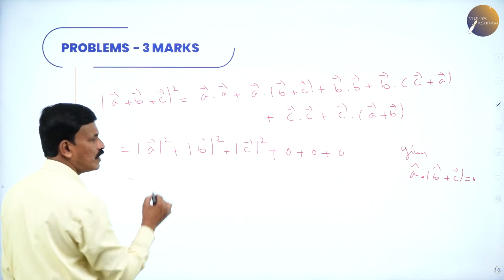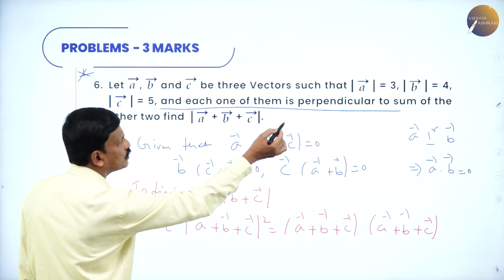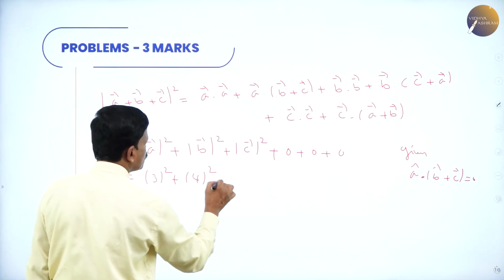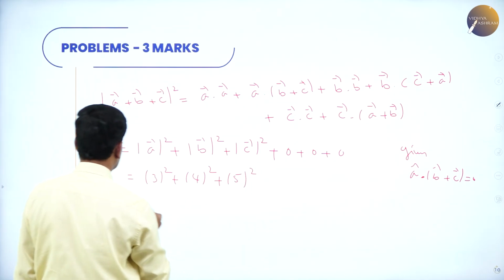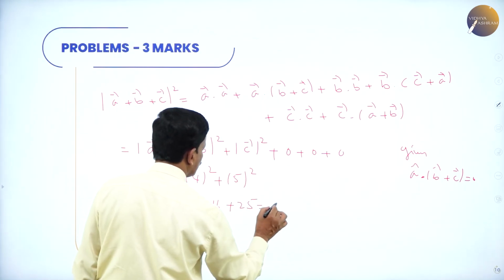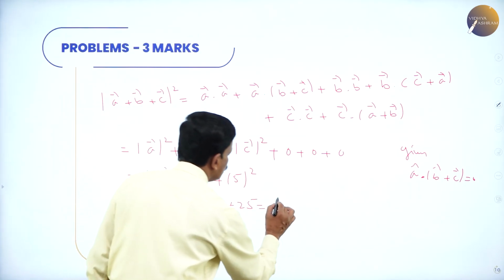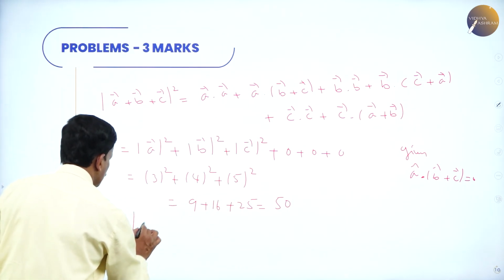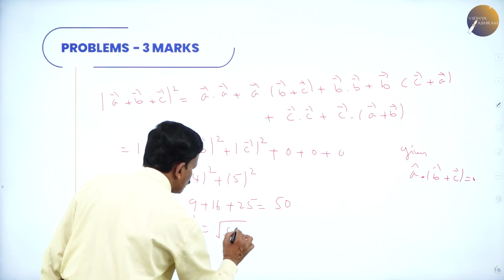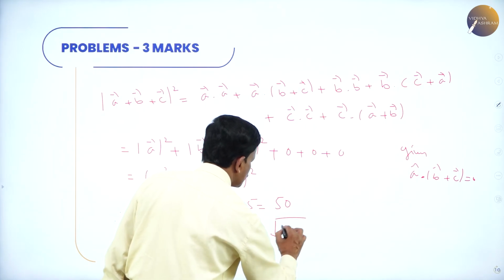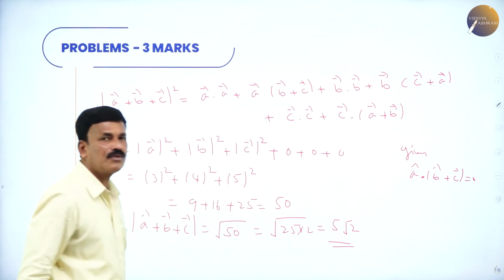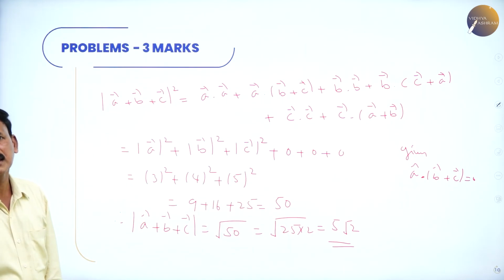So therefore, substitute the values. A is equal to 3, B is equal to 4, C is equal to 5. So this is 3 square plus 4 square plus 5 square, which is 9 plus 16 plus 25, equal to 50. Therefore, the required answer, length of A plus B plus C, is equal to square root of 50. This can be written as 25 into 2, which is 5 root 2.